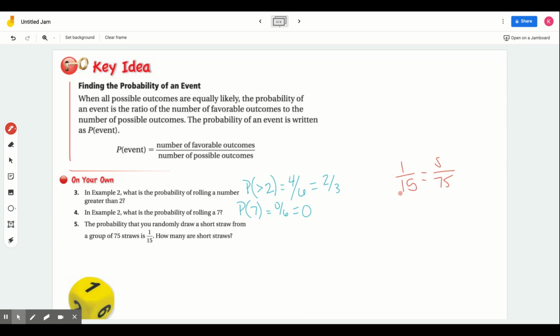So we can set up the proportion, 2 fractions that are set equal to each other, and we can use that butterfly or cross products property to multiply and solve. 15 times s is 15s. 1 times 75 is 75. Now dividing both sides by the coefficient, or the number in front of the variable, we find that there are 5 short straws.